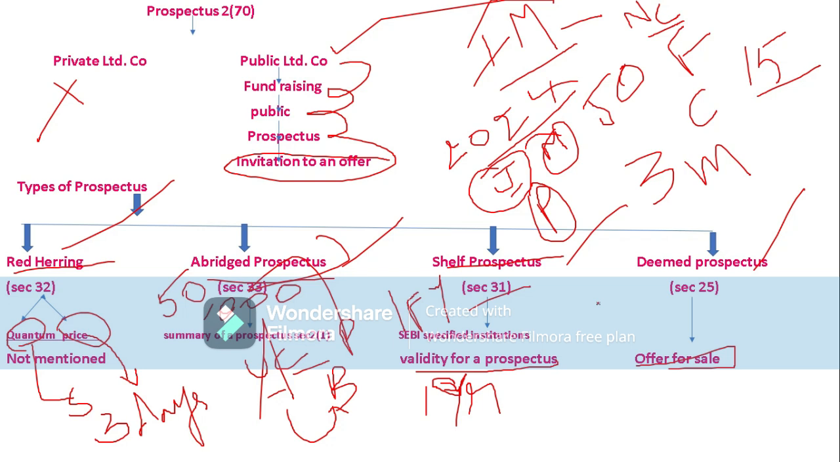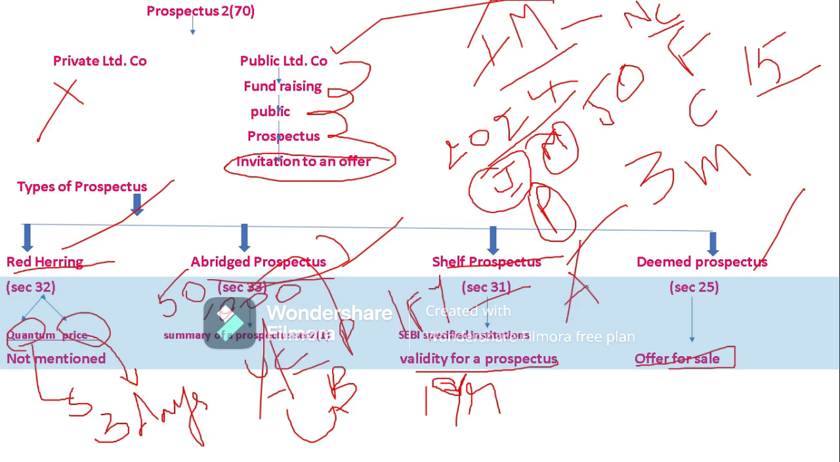And if we want to explain deemed prospectus in detail, for example, here a company is there. Okay, a company.